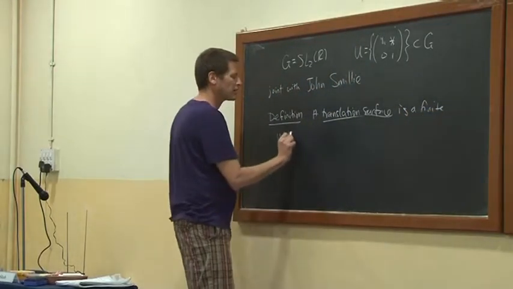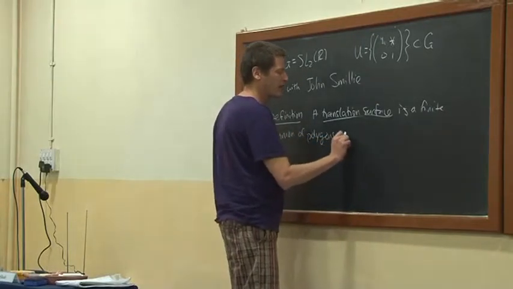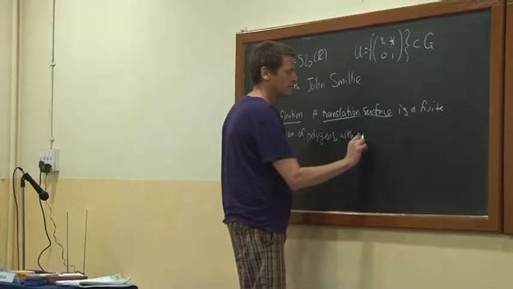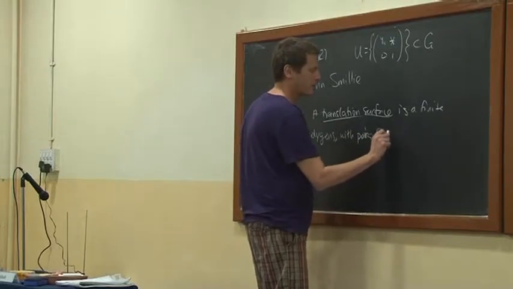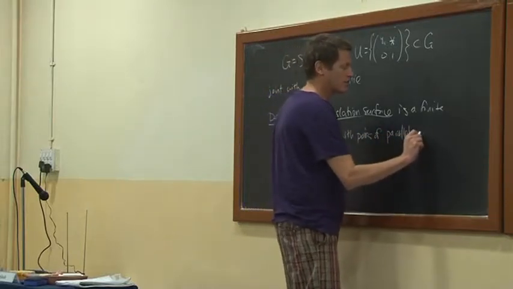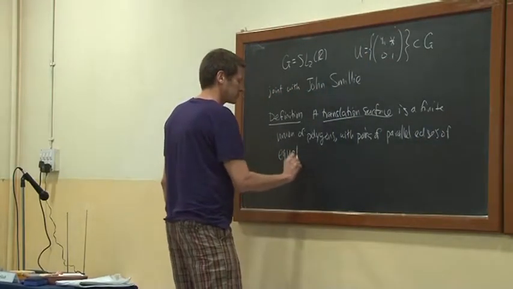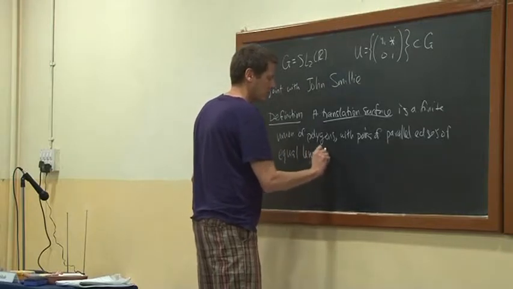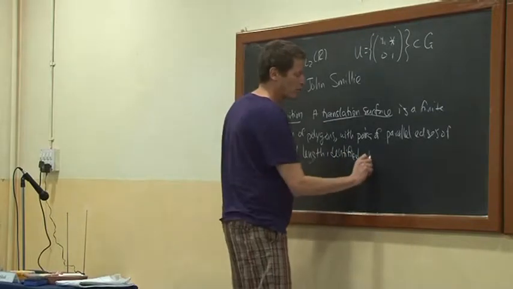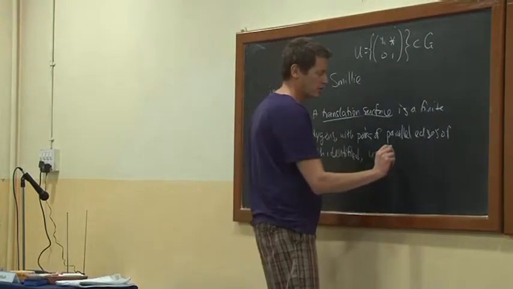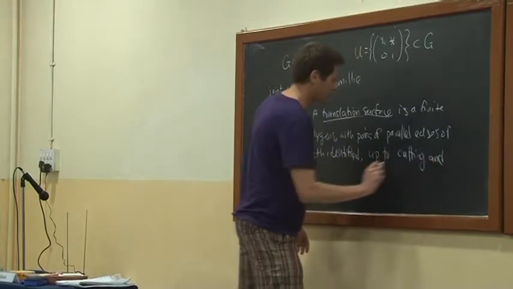It's a finite union of polygons in the plane with pairs of parallel edges of equal length glued to each other, identified up to an equivalence relation, which is obtained by cutting and rearranging by translations.